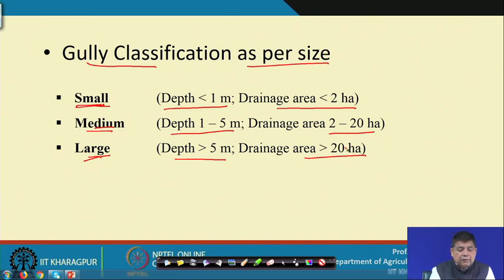So, just now we said small and medium gullies can be reclaimed by putting earth fields. So, that means we are talking about the gully within these classes, that is where the depth was limited to 5 meters and the drainage area was limited to 20 hectares. So, this is the table. Whenever we say small or medium or large, we will be referring to these numbers or these parameters.